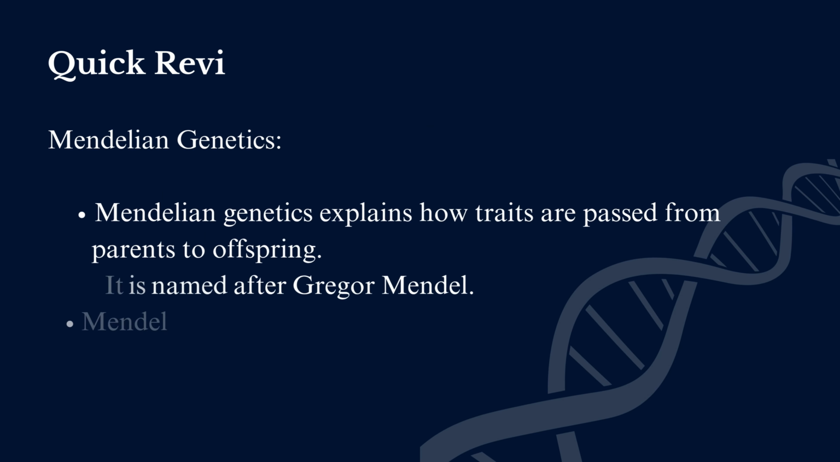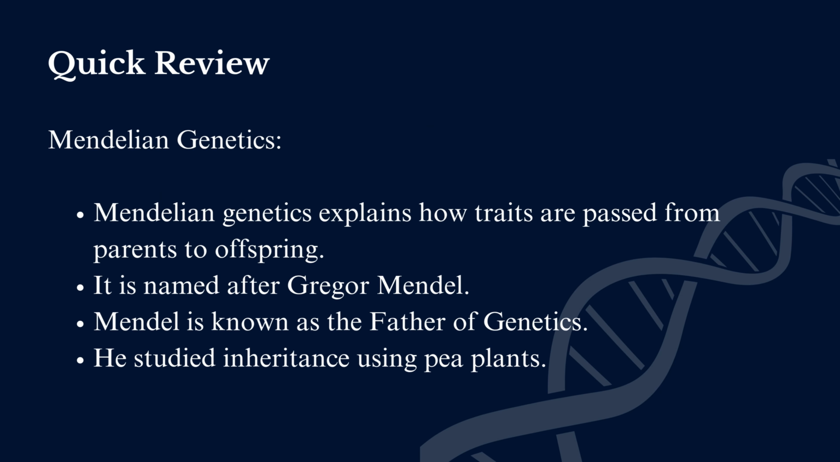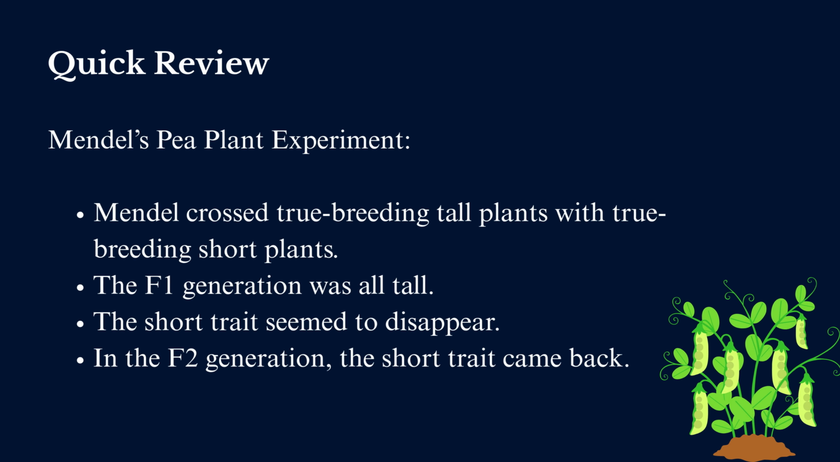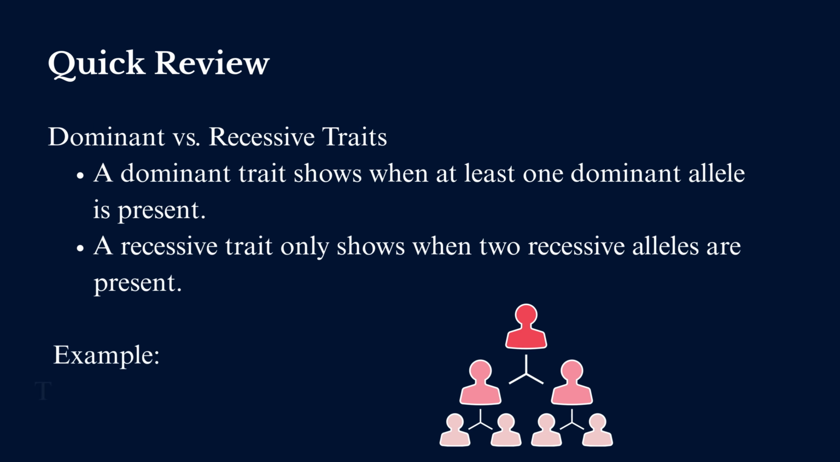To summarize, today we started our grade 11 biology genetics unit by learning about Mendelian genetics. We learned that Gregor Mendel studied pea plants to understand how traits are inherited. He crossed true breeding tall and short plants, observed the F1 and F2 generations, and discovered the idea of dominant and recessive traits.